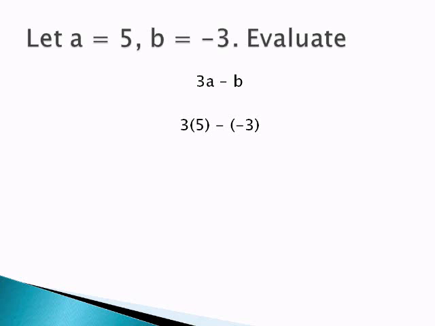Instead of 3a minus b, we're going to go 3 times 5, because that's what A is, minus, and we're going to replace the b with a -3. From here, it's an order of operations problem where we do the multiplication first, 3 times 5, then the addition and subtraction, going to add the opposite, like we talked about yesterday, and end up with my final answer of 18.